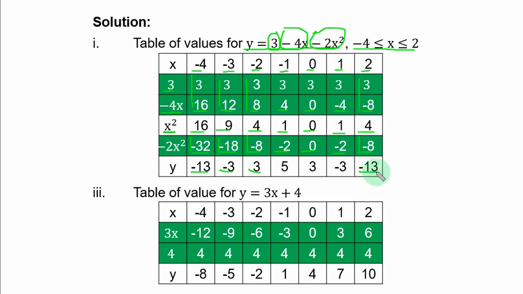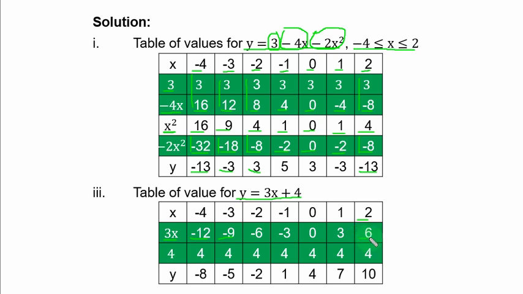Let's jump to Roman figure 3 and get the table of values for the linear equation y = 3s + 4. We are to use the same values of s, that is -4 to 2. So we get 3s. To get 3s, multiply each value of s by 3. So 3 times -4, you have -12. 3 times -3, you have -9, and so on. The last value, 3 times 2, you have 6.